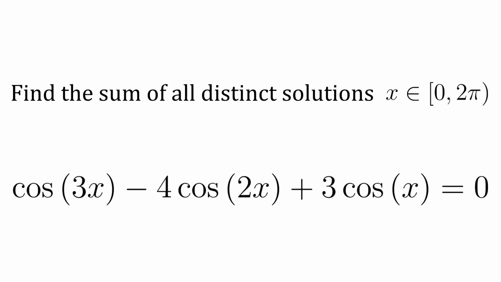Today's question is, find the sum of all distinct solutions if x is between 0 and 2 pi, not including 2 pi, of the equation cosine 3x minus 4 cosine 2x plus 3 cosine x equals 0. I'll give you guys some time to try to solve this by yourself.